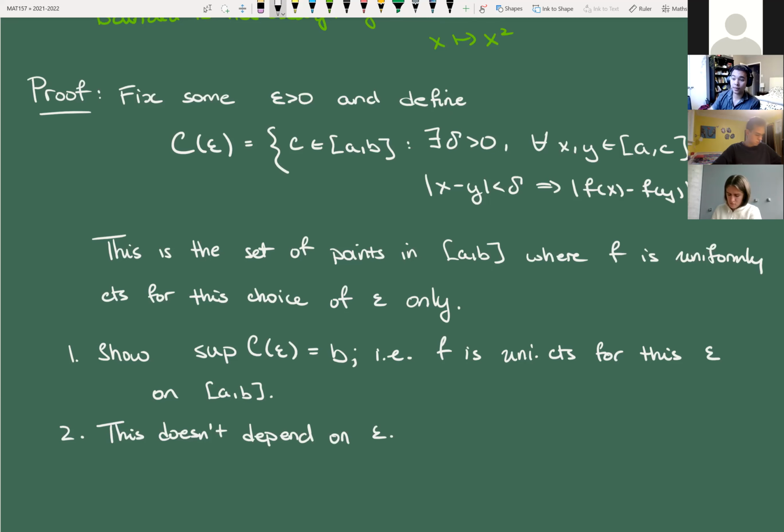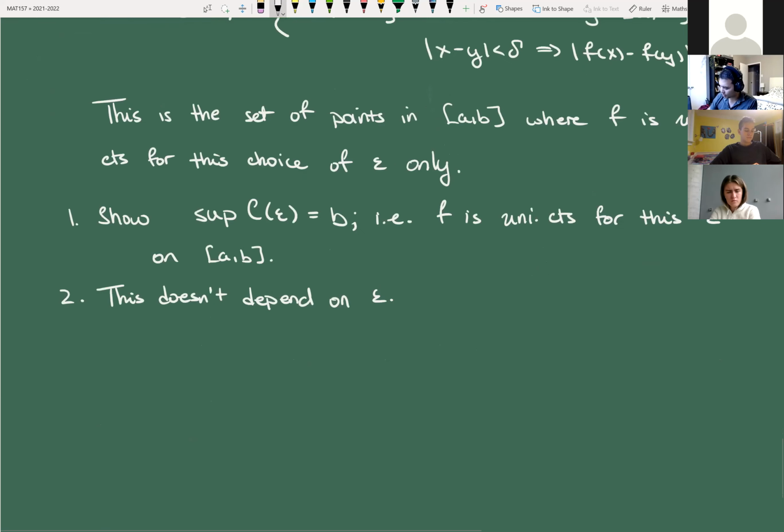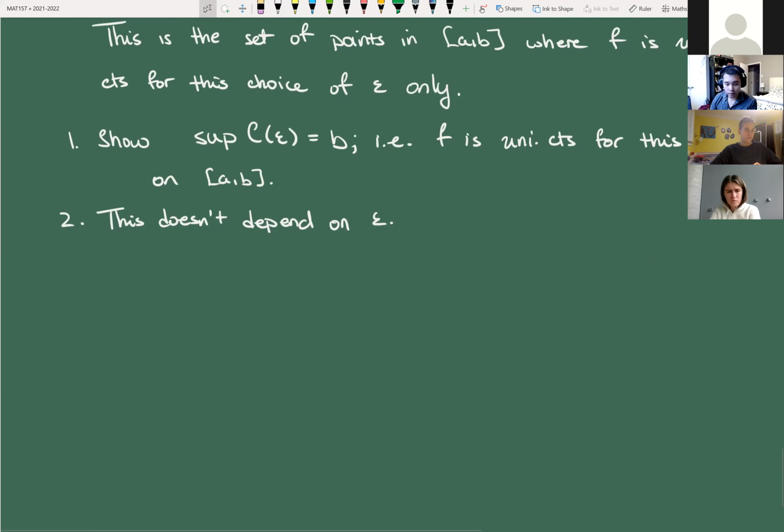Because then I will have shown that I satisfy the definition of uniform continuity with this version of epsilon on the entire interval [a, b] for any epsilon, right? And that is the definition of being uniformly continuous. So this is our goal. Step 1, show that the supremum is equal to b. Step 2, show it doesn't depend on epsilon. We're actually kind of doing step 2 already because I said fix some epsilon greater than 0, and if I show step 1, I've implicitly done step 2 at the same time. Okay, so let's show that the supremum of C sub epsilon is equal to b.